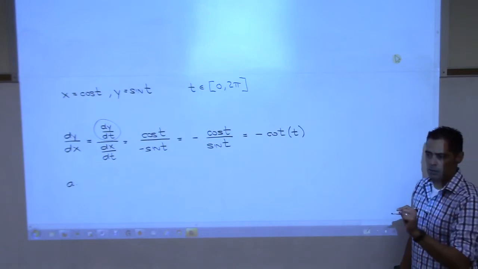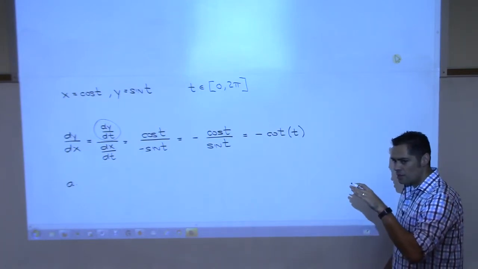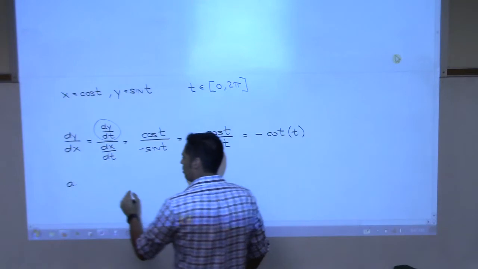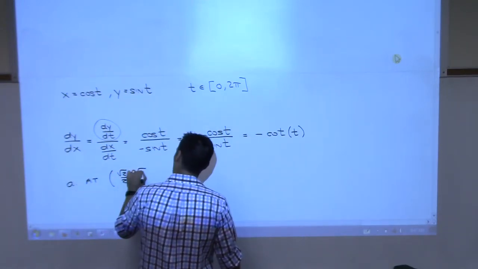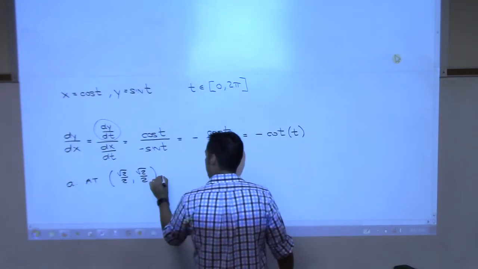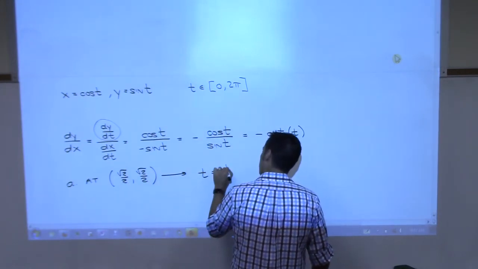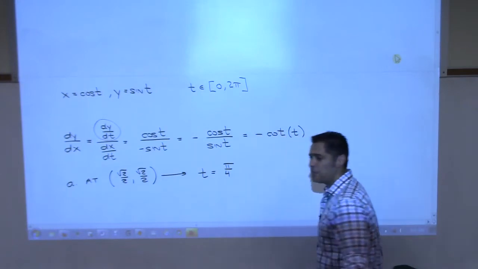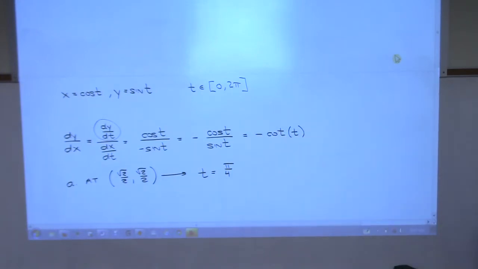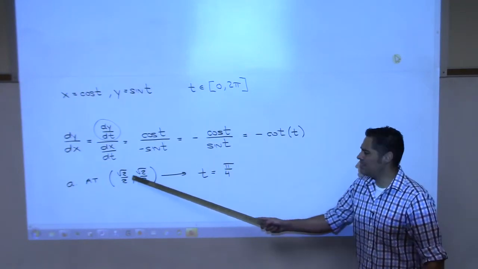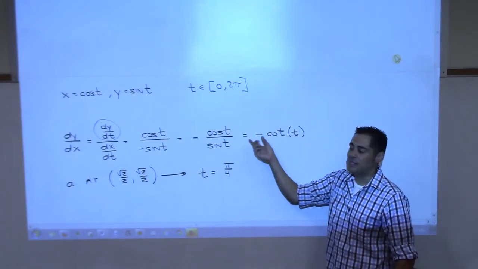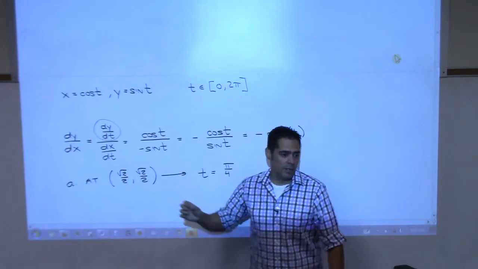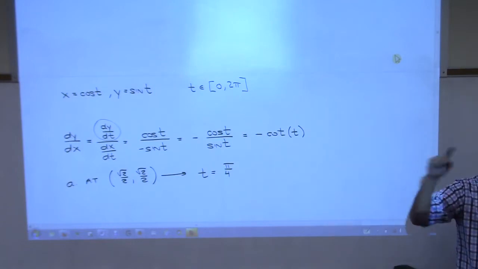Pi over 4. So there's a little subtle thing here you have to pay attention to. At the point root 2 over 2, root 2 over 2, t is equal to pi over 4. You have to be able to make that connection. See, you're not plugging in root 2 over 2. This right here is not getting plugged in any way into this. It's the t that generated that point which tells you where you're at on the circle.